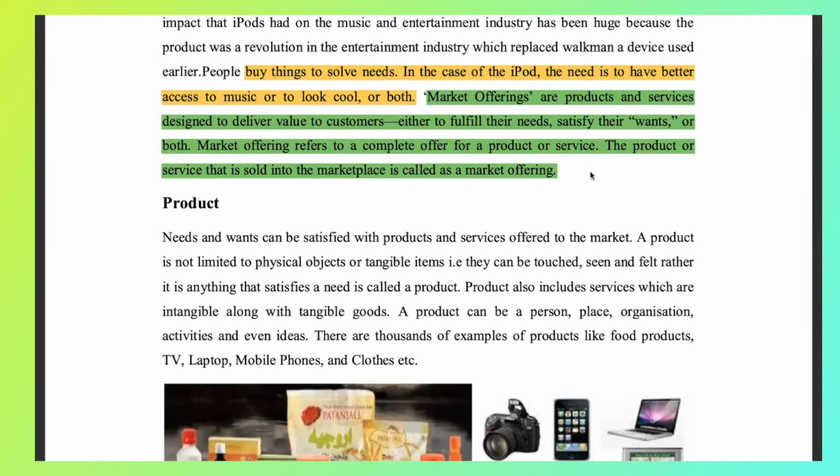Value means it needs to be a good product, of good quality. That's the value of a product. So the value could be, sorry, that was my dog. Either to fulfill their needs, satisfy their wants, or both.